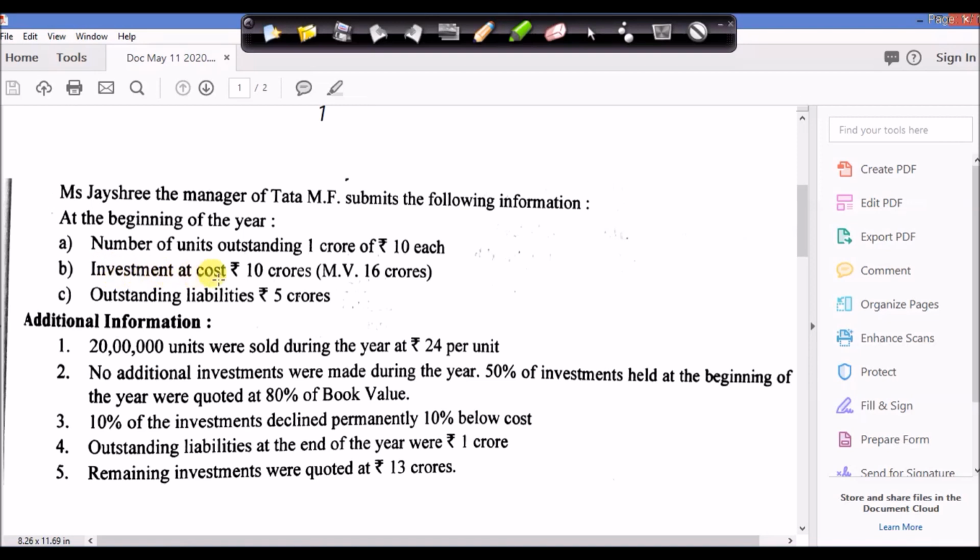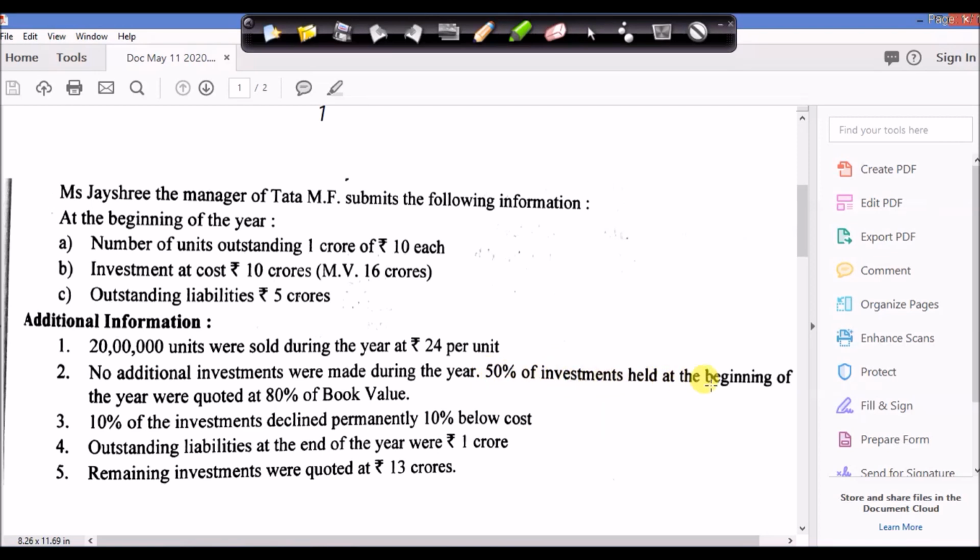The investment is at a cost of 10 crores and the market value is 16 crores. The outstanding liabilities is 5 crores. Now additional information: 20 lakh units were sold during the year at 24 per unit. No additional investments were made during the year.